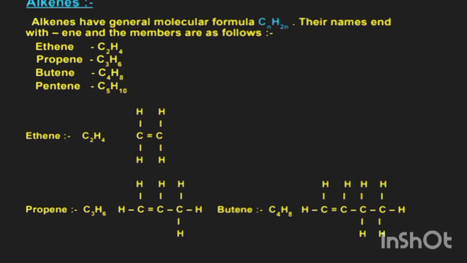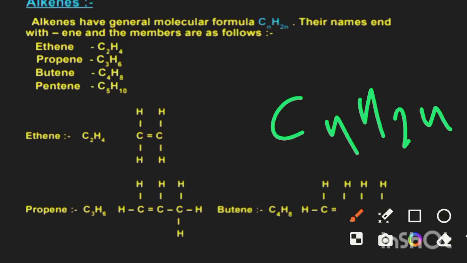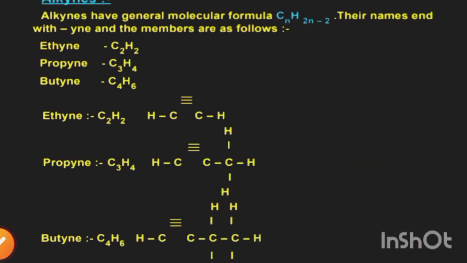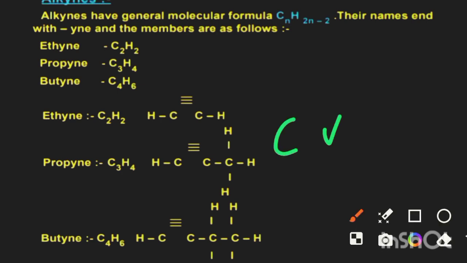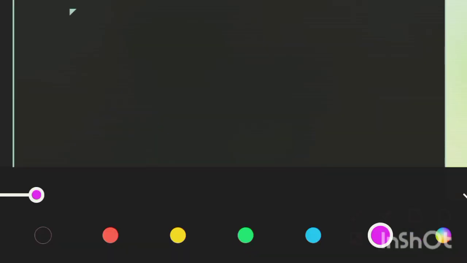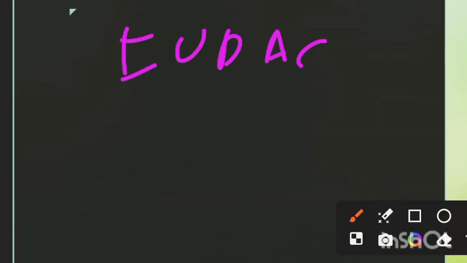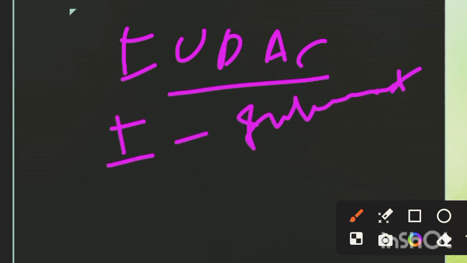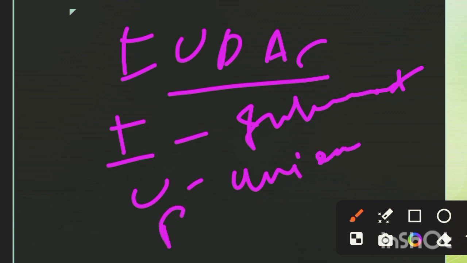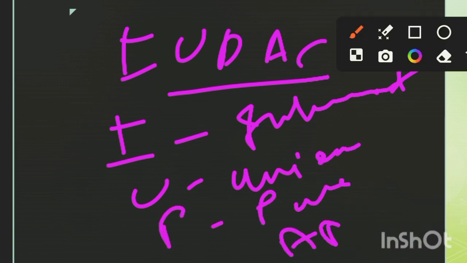Alkene formula CnH2n. You can find the homologous compound respectively. Alkyne has the general molecular formula CnH2n minus 2. Now see the nomenclature. IUPAC means International Union of Pure and Applied Chemistry. This is the full form of IUPAC.